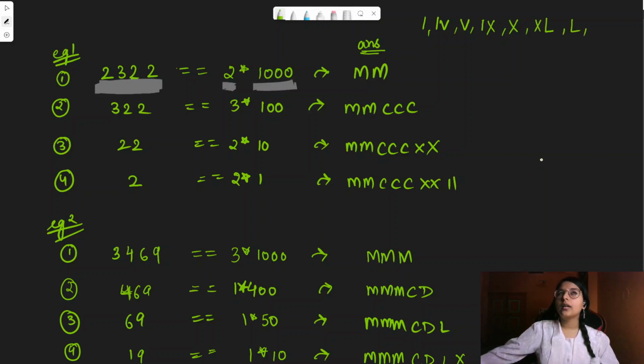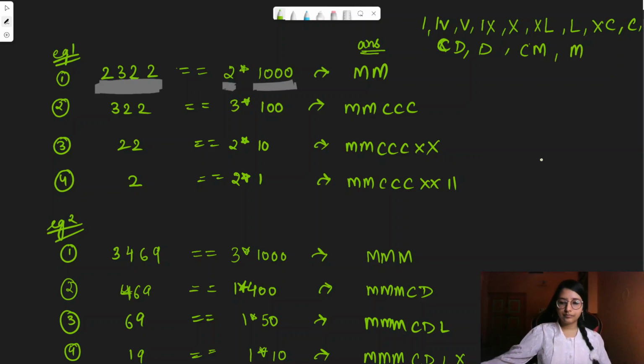After that we have 100, which is C, and before it we have XC for 90, and then C, that is 100. Then comes D, and for D we directly do CD for 400 and then D is there. Then comes 1000, which is M, and before it we do 100 and then we have this.